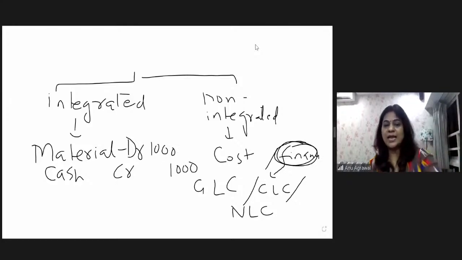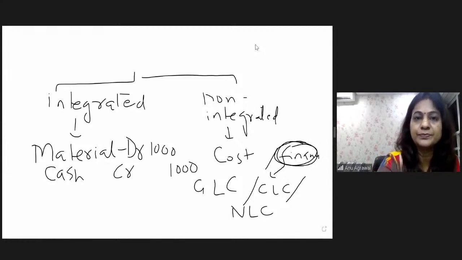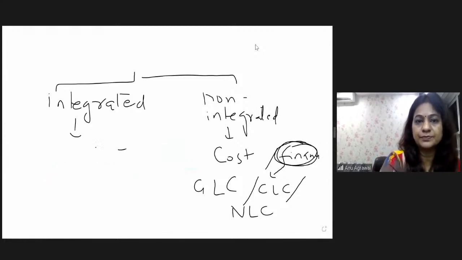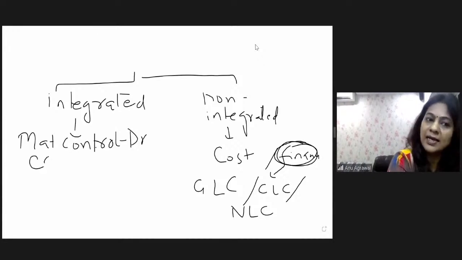Yes. Now this entry, material account debit, cash account credit, you use it when you're doing accounts. But how do we do it in costing? If it is integrated, I will write material control account. I just add one word, control: material control account debit, and I can use the word cash, cash credit 1,000.